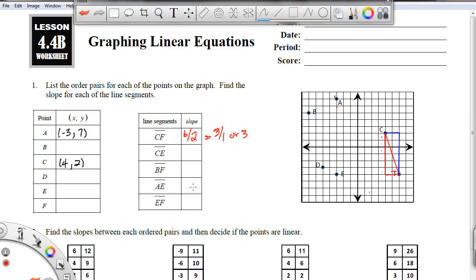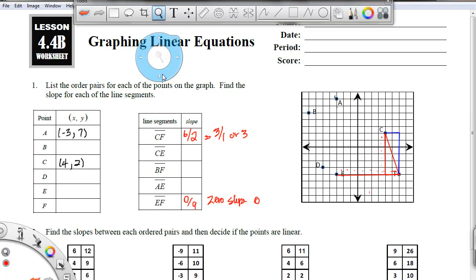Okay, let's do EF. So I've got EF, so I start there. So there's the line segment EF. How far do I go? It looks like I go 1, 2, 3, 4, 5, 6, 7, 8, 9 on the X. And I go up and down. My vertical change is none, so that's 0. So this is 0 slope, or you just could write 0, would be fine. Okay, we're okay with that.